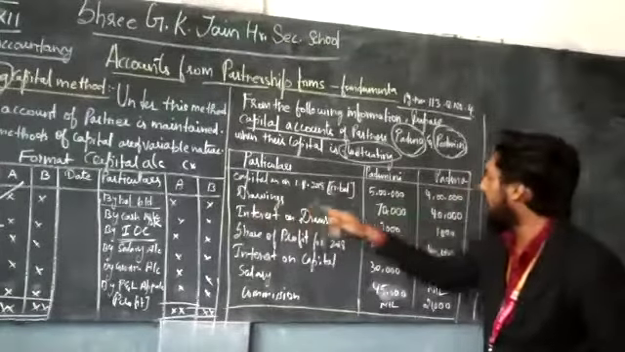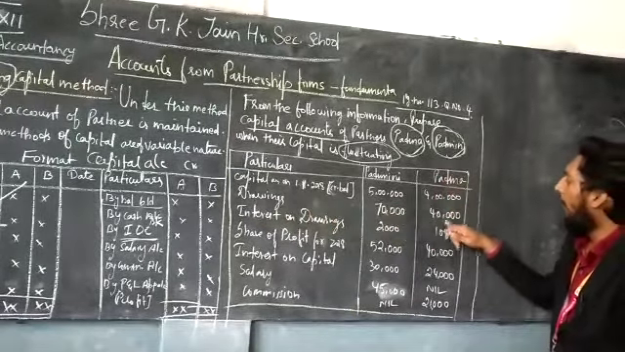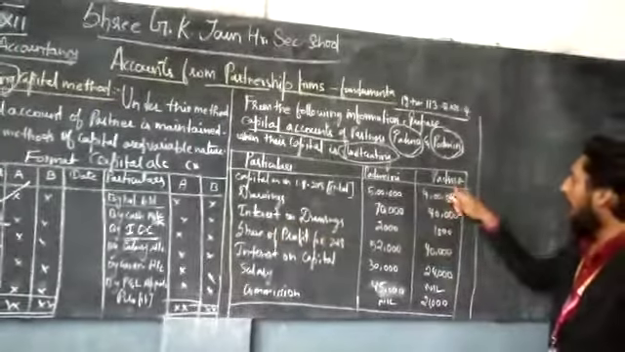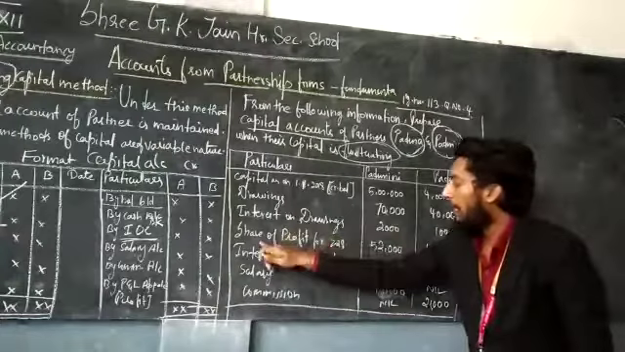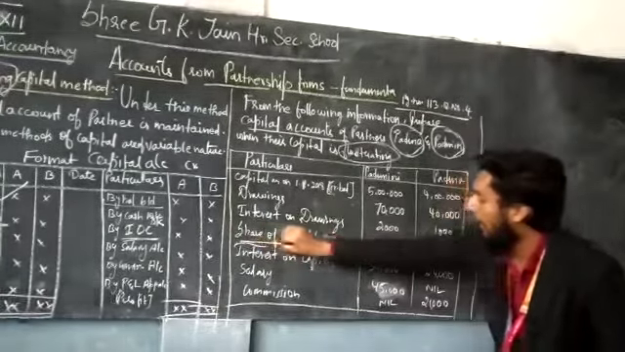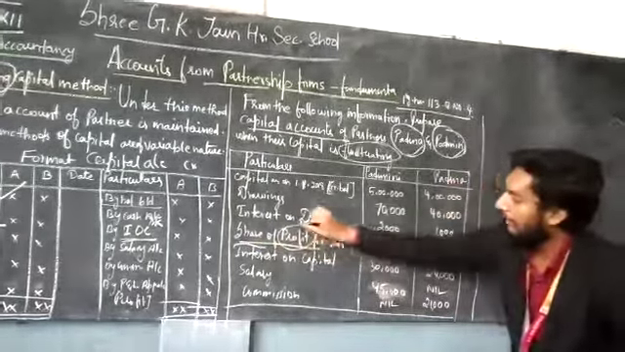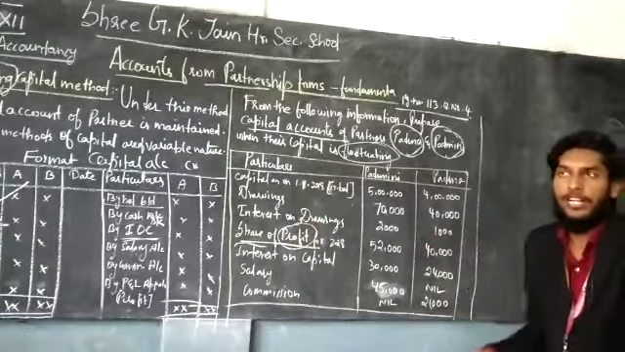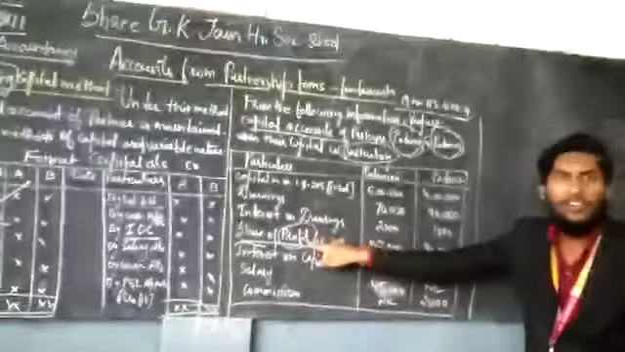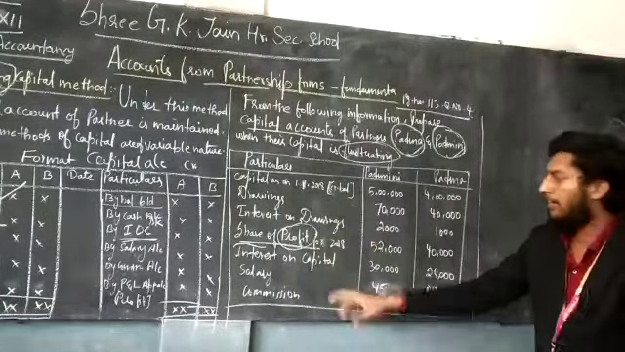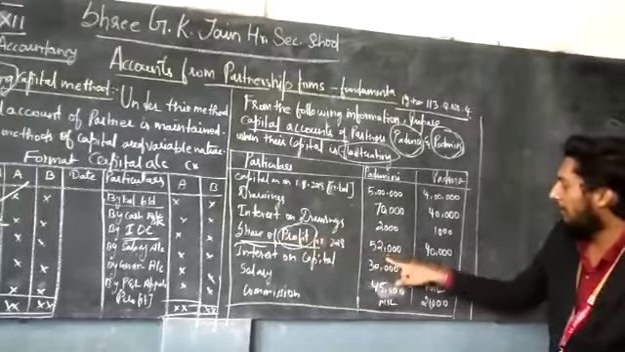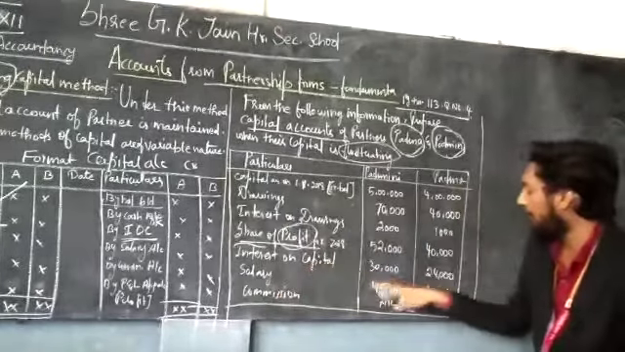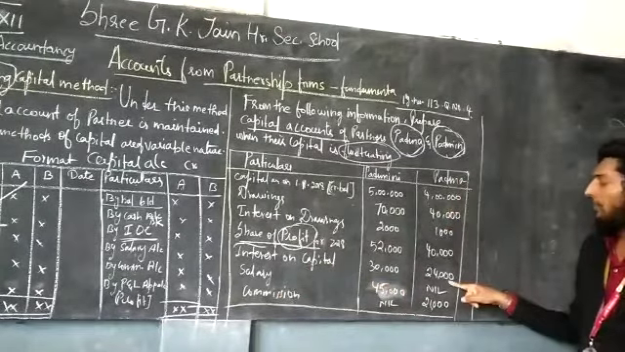Then you have drawings, 70,000 for Padmini and 40,000 for Padma. Interest on drawings is there, 2,000 for Padmini and 1,000 for Padma. Then you have share of profit. Sir, we don't have P&L appropriation here, where should we put it? Profit is there, so it's the P&L profit. Share of profit for 2018, 52,000 for Padmini, 40,000 for Padma. Then we have interest on capital, 30,000 for Padmini and 24,000 for Padma.